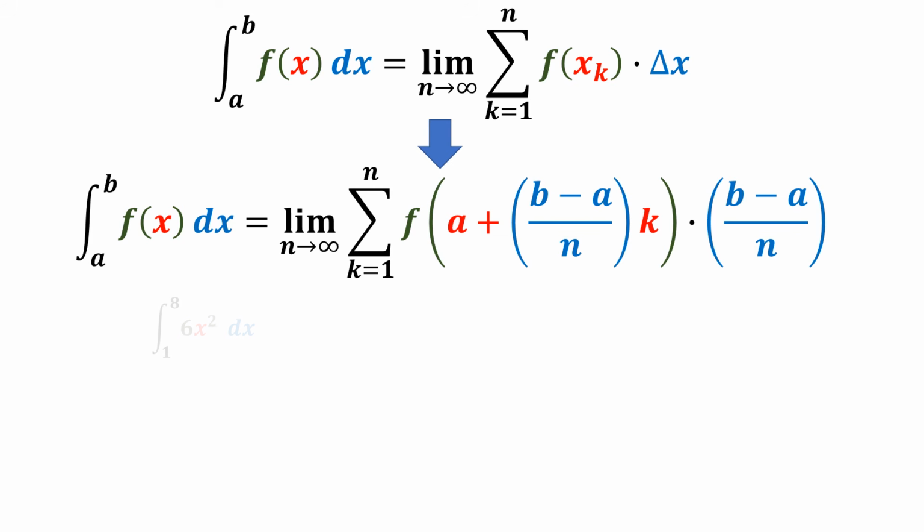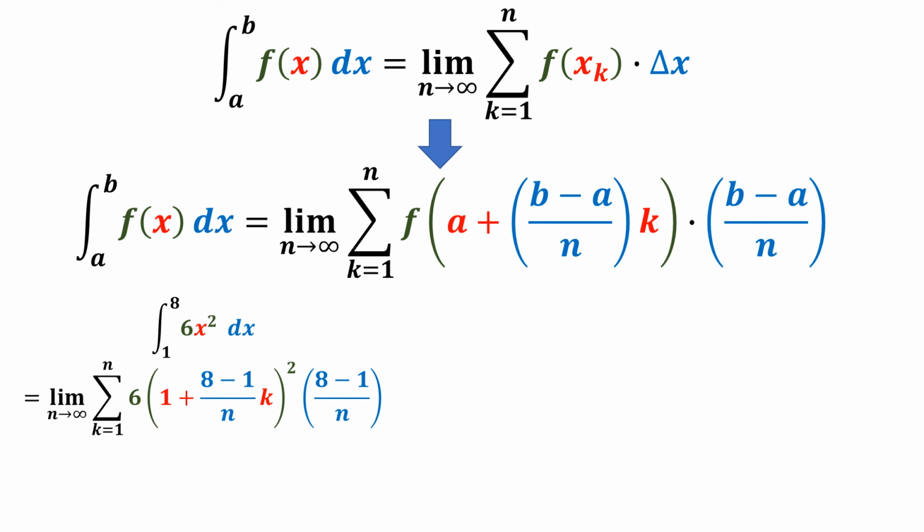Let's start with the definite integral of 6x squared from 1 to 8. We write the limit expression replacing x with a plus delta x times k, and then further replacing delta x with (b minus a) over n. Notice how the constant 6 stays put. We only need to change the x's, and we maintain whatever operations that the function f directs. Here is the simplified form of the sum.